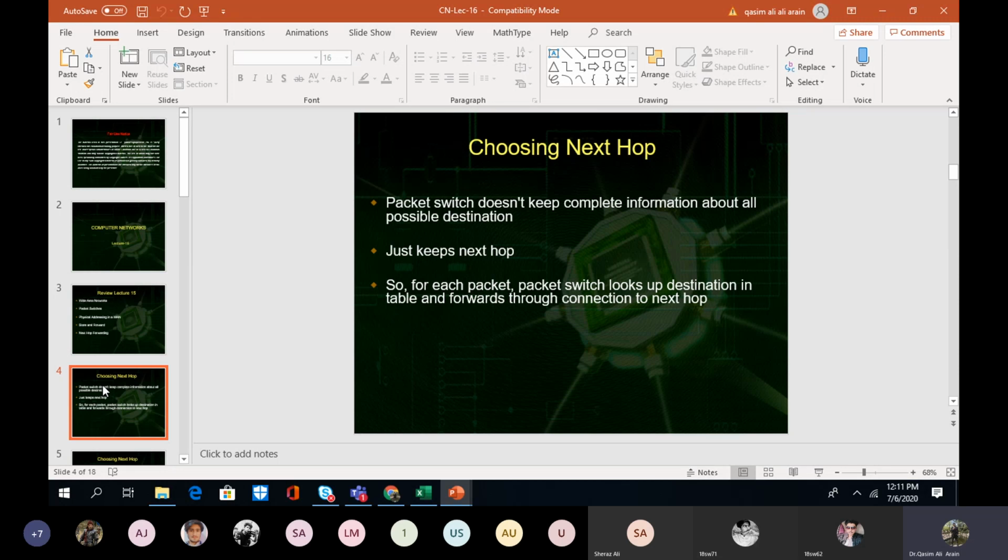So this particular slide is just telling you that the packet switch will not waste its time on the execution of other control elements, right? It only looks at the destination address and then goes to the next hop. Next hop is the router or the destination which is very next to the source, right? That's what you call the next hop.